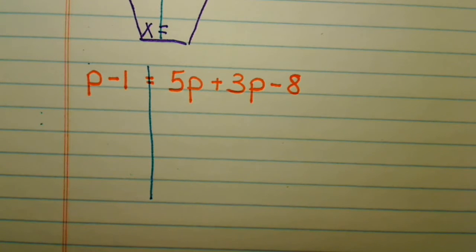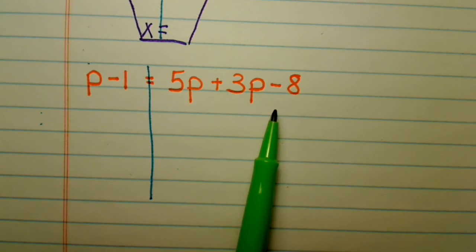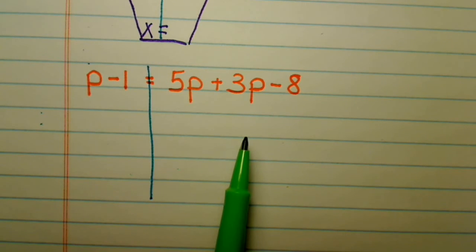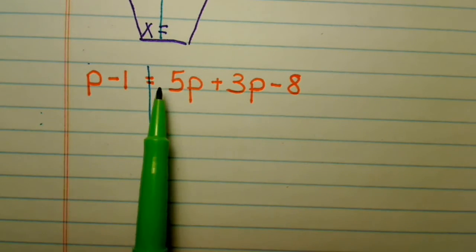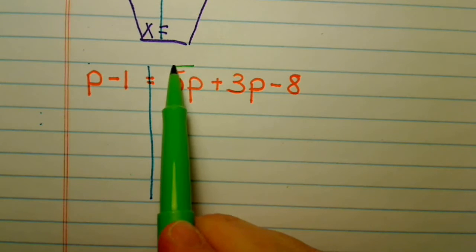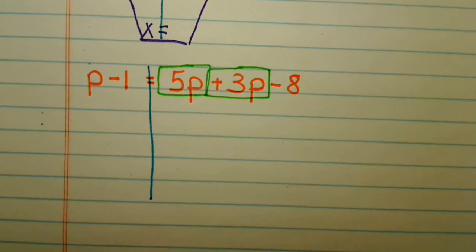So I go to step 2. Step 2 tells me to look on either side here and then over here and see if I can combine any like terms. I can't combine those. Over here, well, look, that's a p and that's a p. So my first thing I'm going to do is combine those.